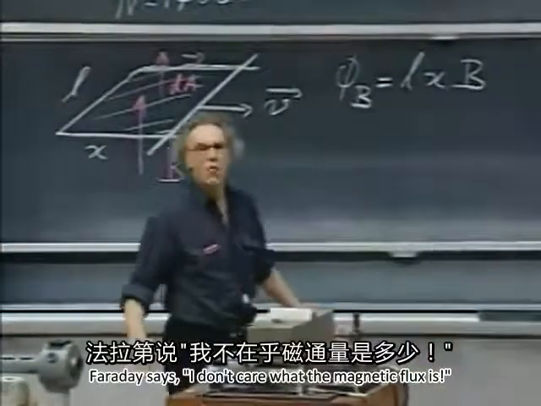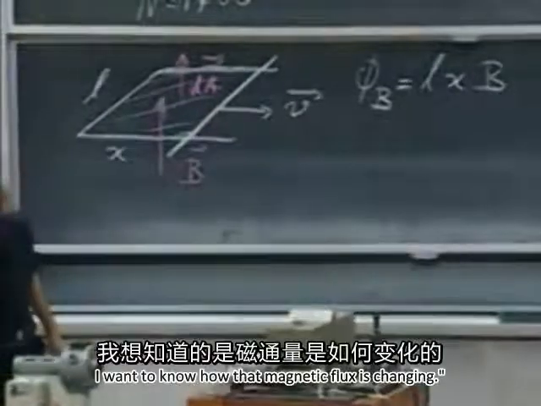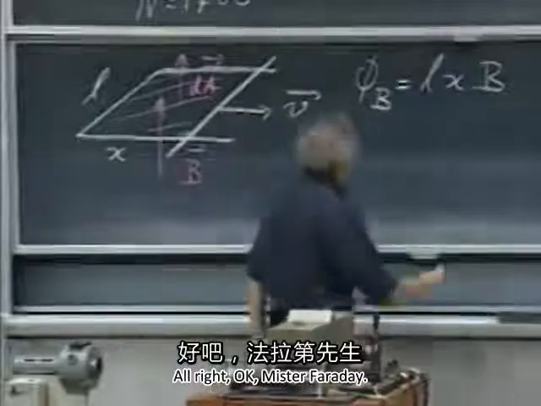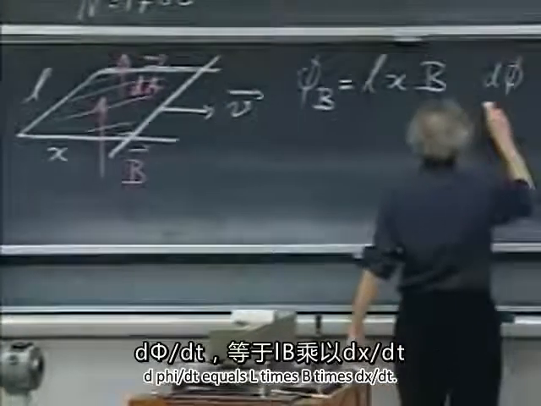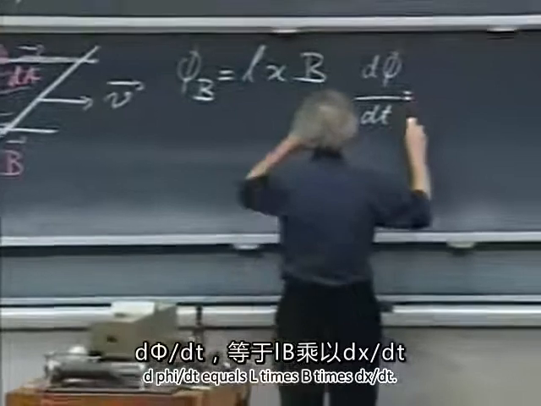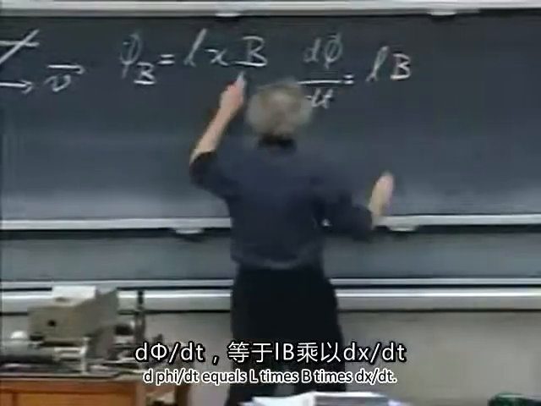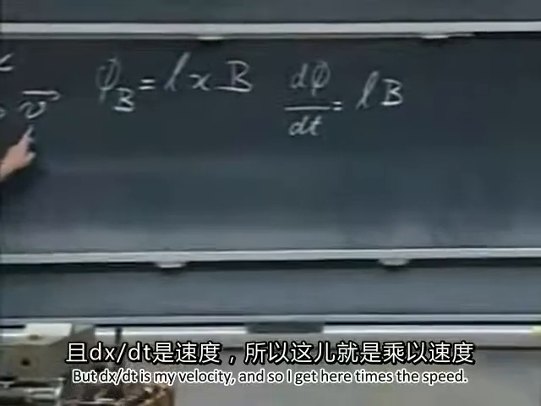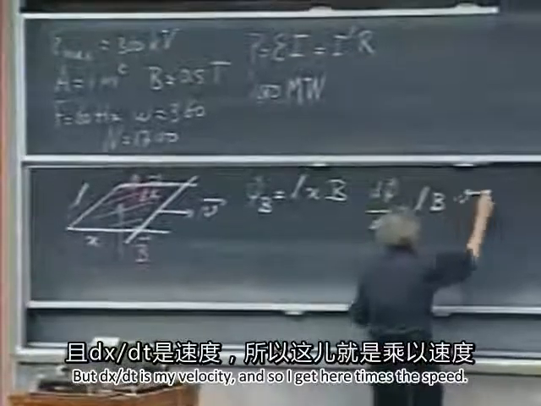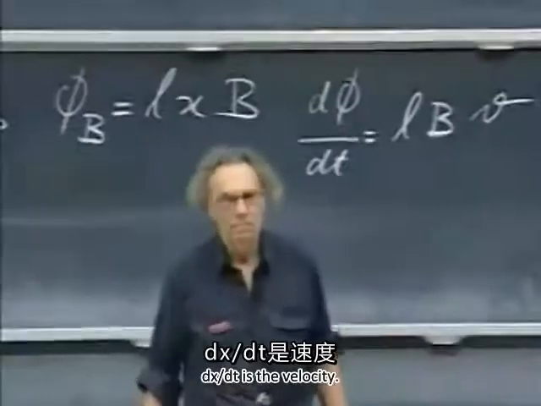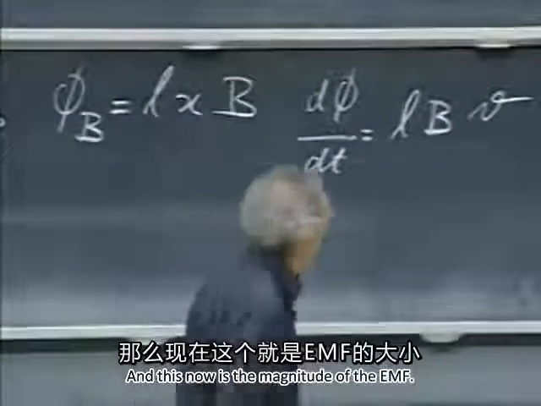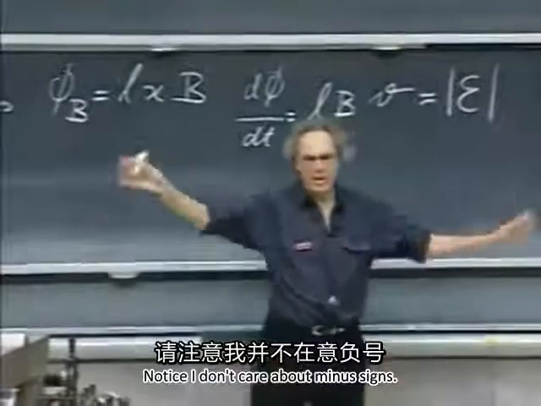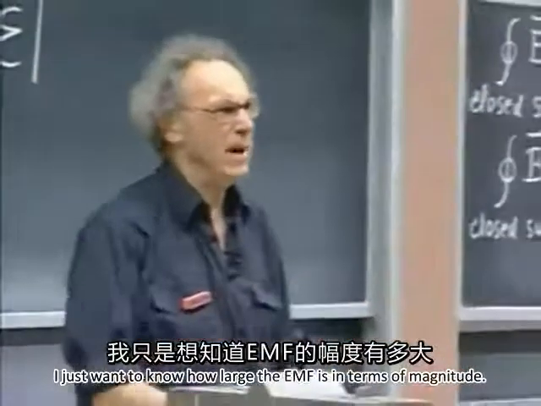Faraday says, I don't care what the magnetic flux is. I want to know how that magnetic flux is changing. All right. Okay, Mr. Faraday, dΦ/dt equals L times B times dx/dt. But dx/dt is my velocity. And so I get here times the speed. dx/dt is the velocity. And this now is the magnitude of the EMF. Notice I don't care about minus signs. I just want to know how large the EMF is in terms of magnitude.